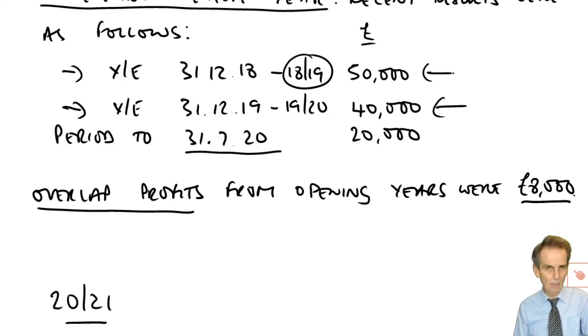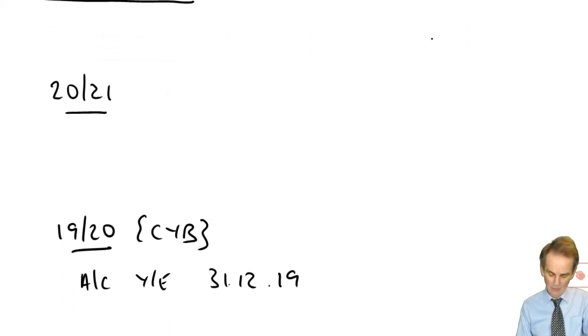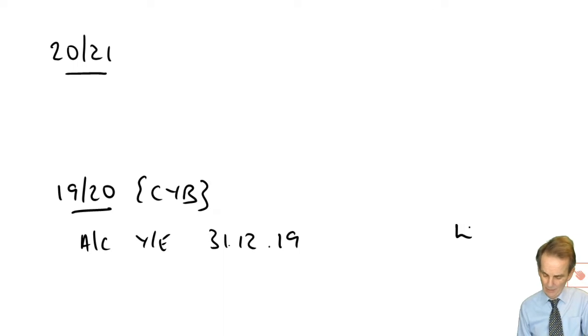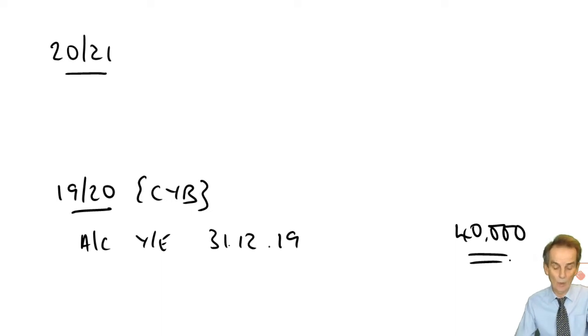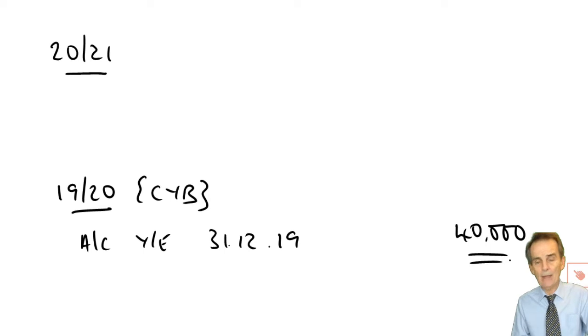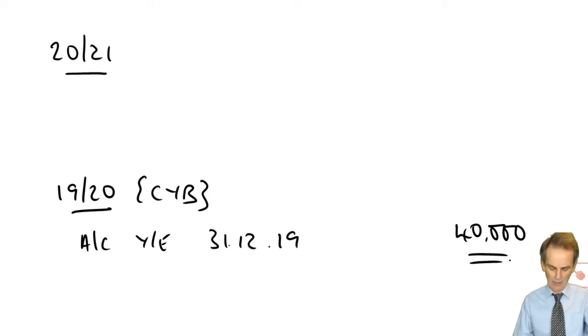We've just identified the penultimate tax year as being 1920 because the final tax year is 2021. Using CYB for the penultimate year, we've identified there £40,000. So it was the year ended December 19 where we made a profit of £40,000. Step 2, done. Final step 3: allocate any and all remaining periods to the final tax year and then deduct any overlap relief, i.e. the overlap profits from opening years.